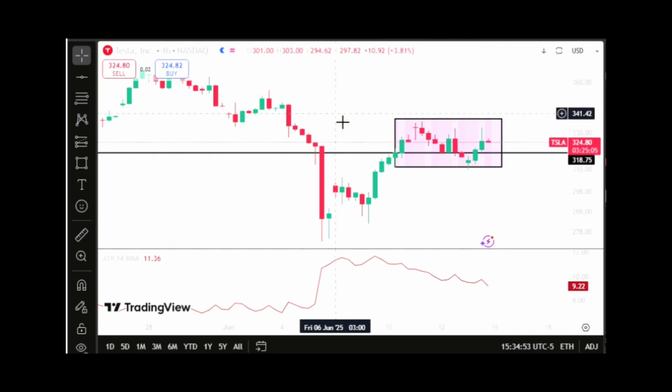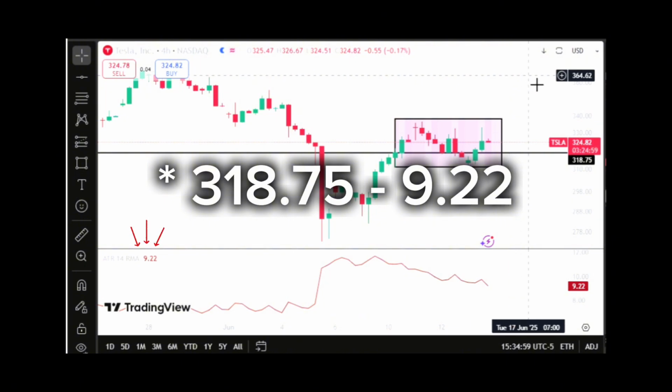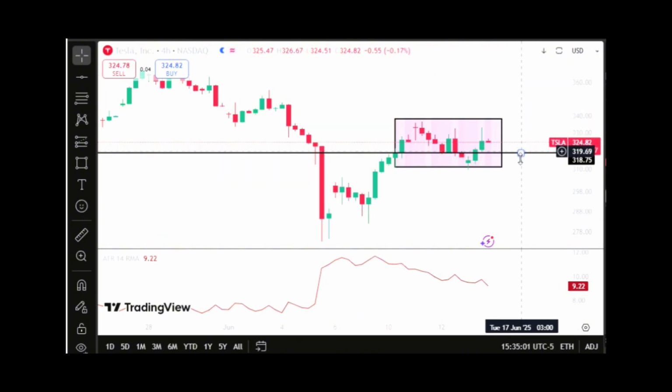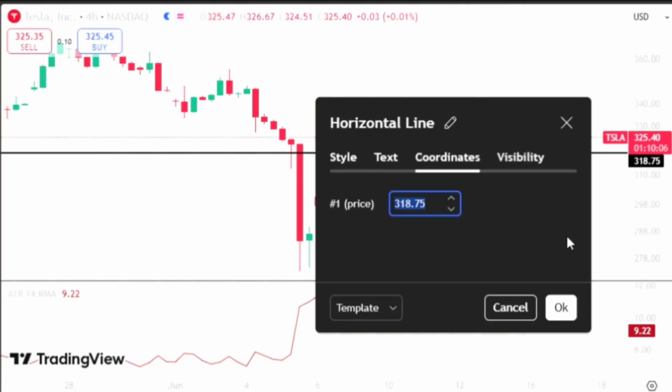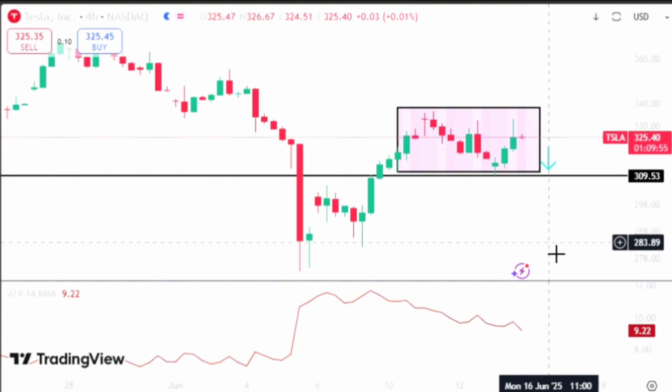Here's what you do. Take your stop level, which is that $318.76, subtract the ATR value, which is $9.22. That gives you your new stop loss, which is $309.53. So instead of randomly choosing how far below to place your stop loss, you're adjusting it based on the actual volatility. Yes, this does give you a wider stop, but that's the whole point. Wider stops help avoid getting wicked out when the market's making bigger moves than usual.